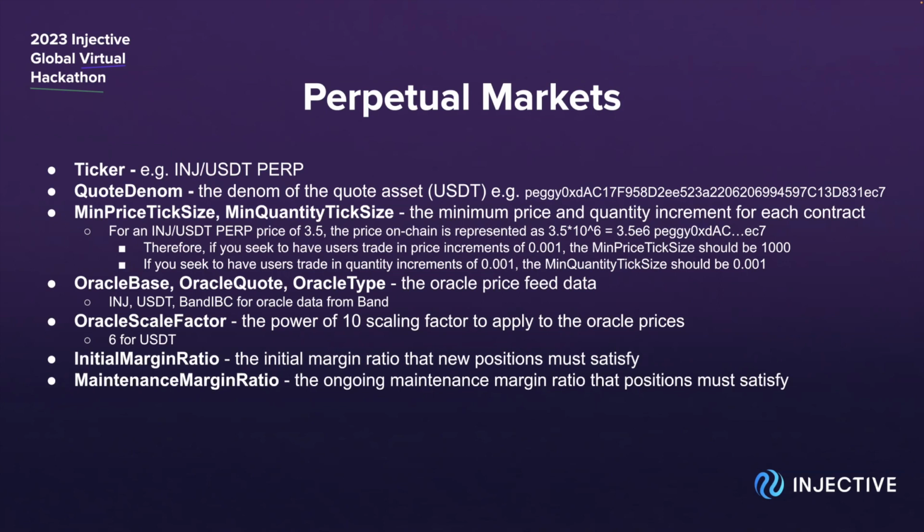And then the question of when a user will get liquidated is determined by the maintenance margin ratio, which is the ongoing margin ratio that a position must satisfy before it gets liquidated. So if you wanted to have the user get liquidated at a max of, let's say, 50x leverage, then you could set a maintenance margin ratio of 0.02. So when the trade goes against him and he is losing money, once his position becomes more than 50x levered, he'll become liquidated.